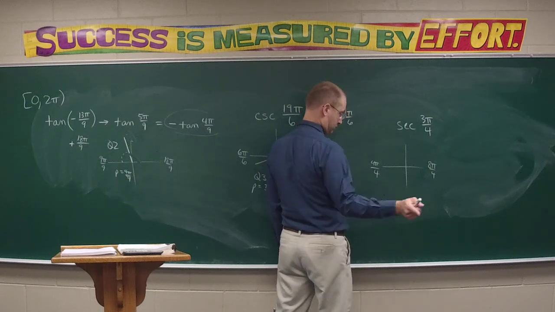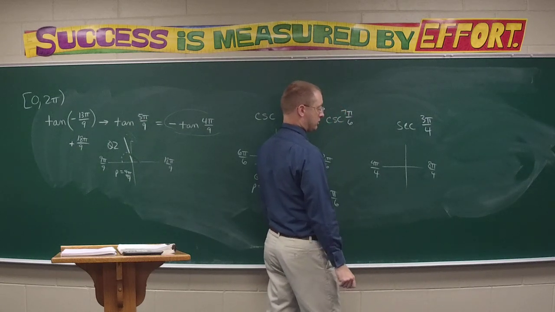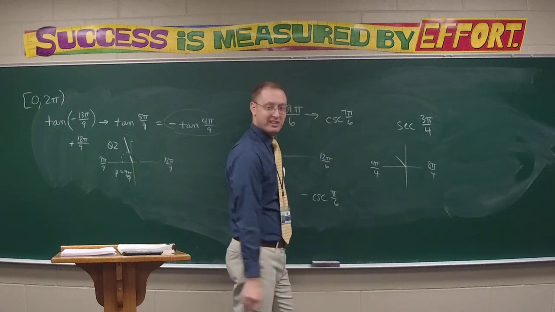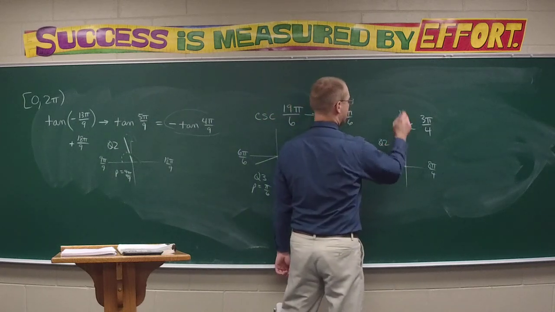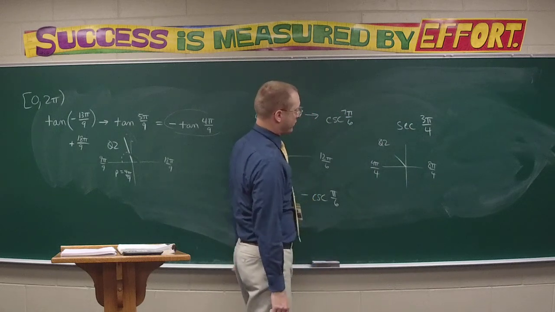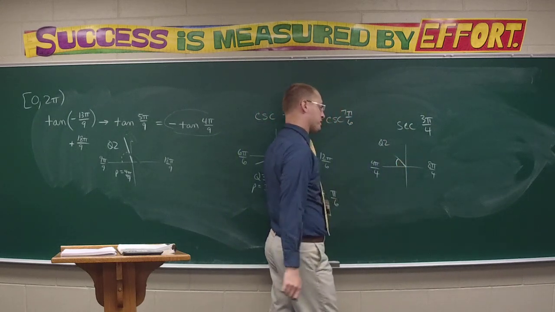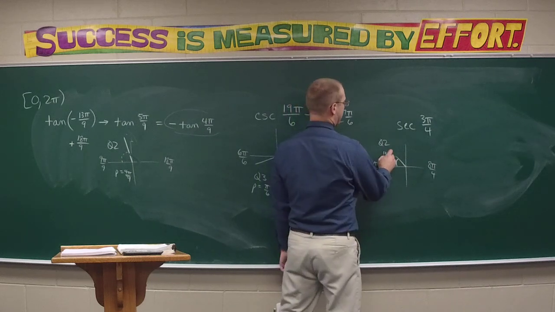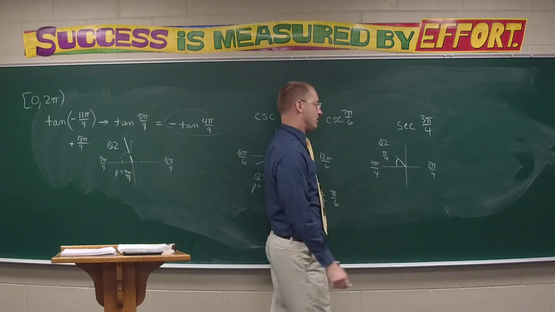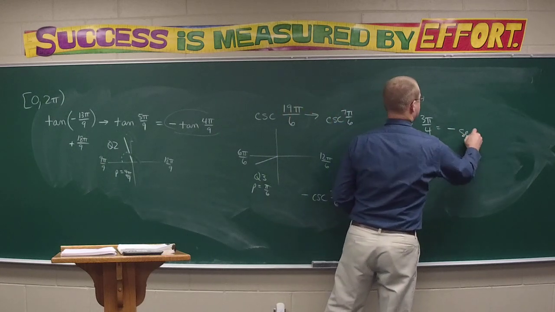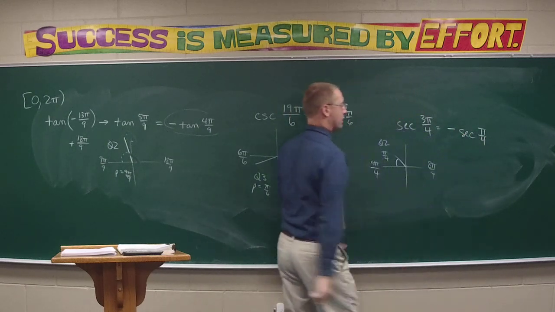It just goes right here, which is in quadrant 2. And in quadrant 2, you're trying to figure out the reference angle, right? How far from 4 pi over 4 is 3 pi over 4? 1 pi over 4. So ASTC, quadrant 2, secant is negative. Keep the secant, keep the pi over 4.